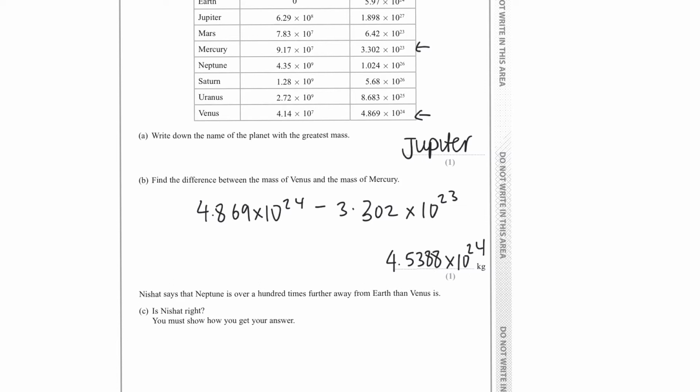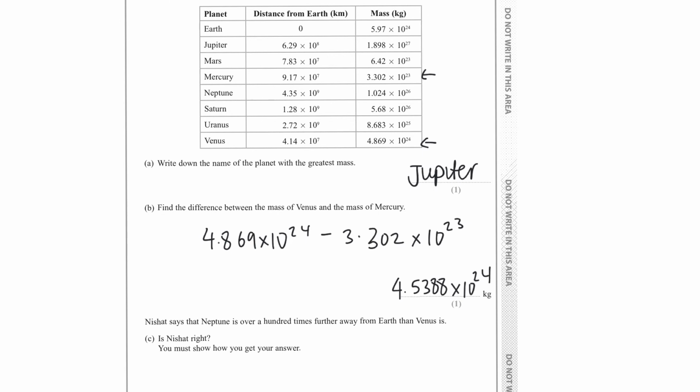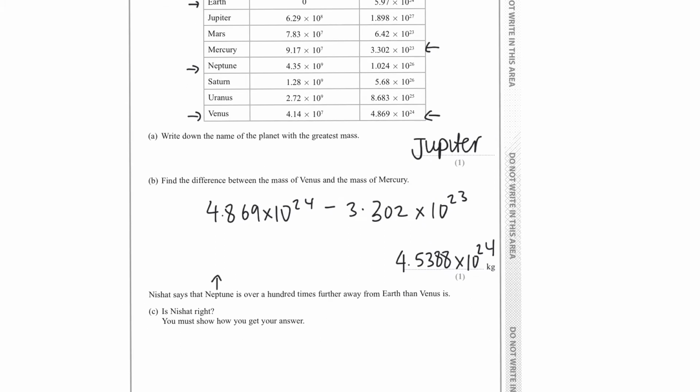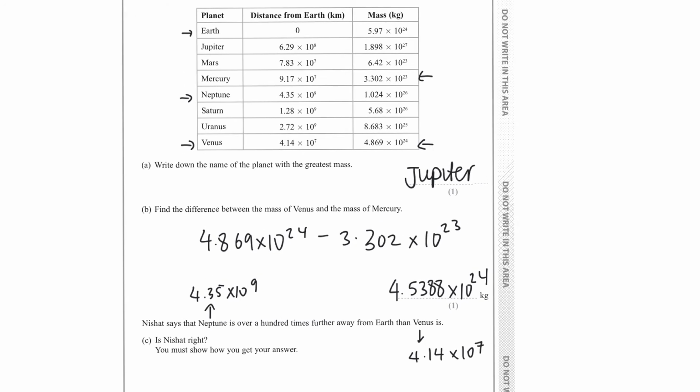So let's have a look. So Neptune is, so we know the distance from Earth to Earth is 0 as expected, but the distance from Earth to Venus is 4.14 times 10 to the 7. The distance from Neptune to Earth is 4.35 times 10 to the 9. So Neptune was a distance of 4.35 times 10 to the 9, and from Venus to Earth was 4.14 times 10 to the 7, because just remember that this column is all showing the distance of particular planets from Earth.